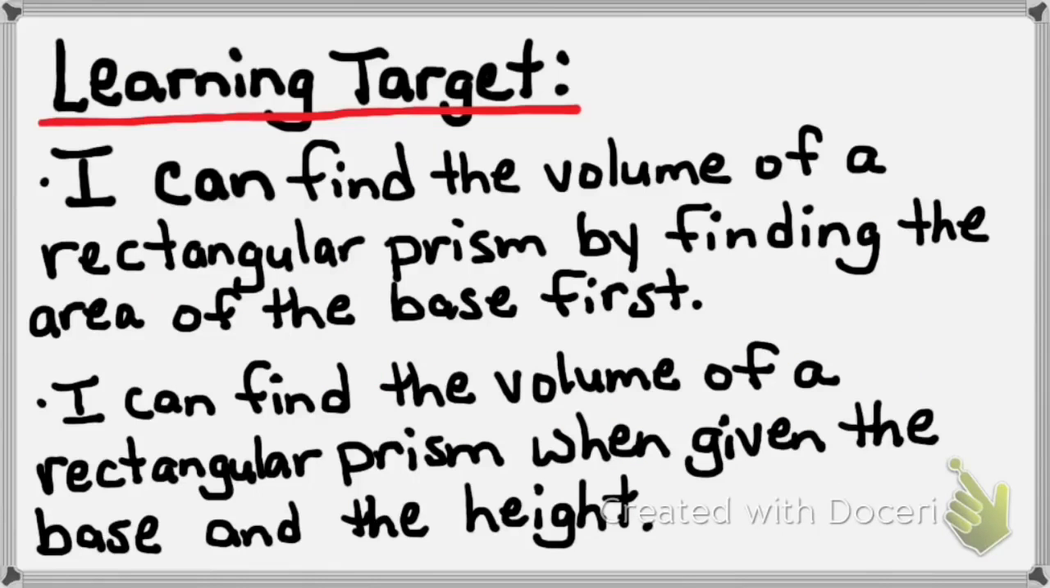Today's learning target, we have 2. By the end of the lesson, you should confidently be able to say, I can find the volume of a rectangular prism by finding the area of the base first, and I can find the volume of a rectangular prism when given the base and the height.